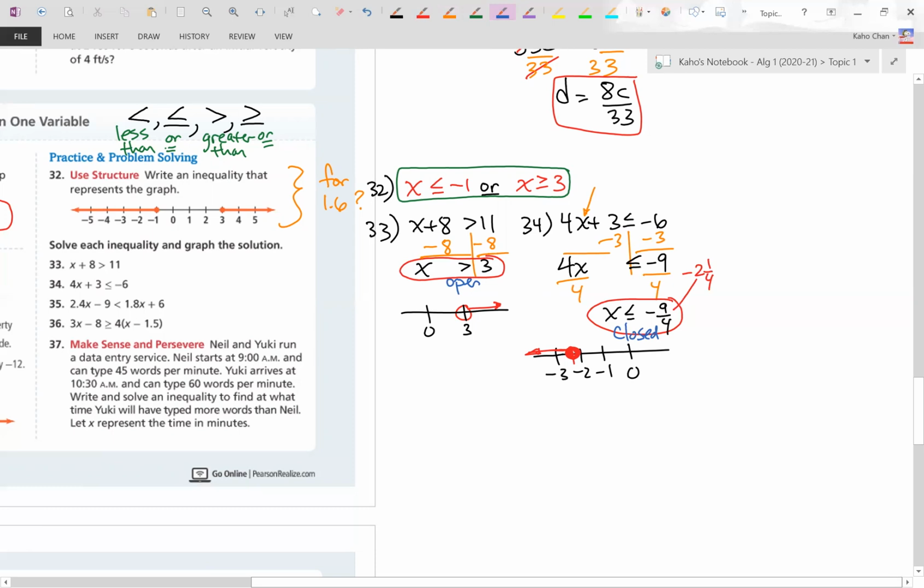All right. Let's do number 35. Not looking forward to the decimal, but I'll deal with it. 2.4x minus 9 is less than 1.8x plus 6. Let's keep our fingers crossed. Hope these numbers come out nicely. Move the smaller x term to the other side. Opposite of positive 1.8 is negative 1.8 to both sides. Subtract. That'll give me 0.6x minus 9 is less than 6. Let's start solving. Add 9 to both sides.